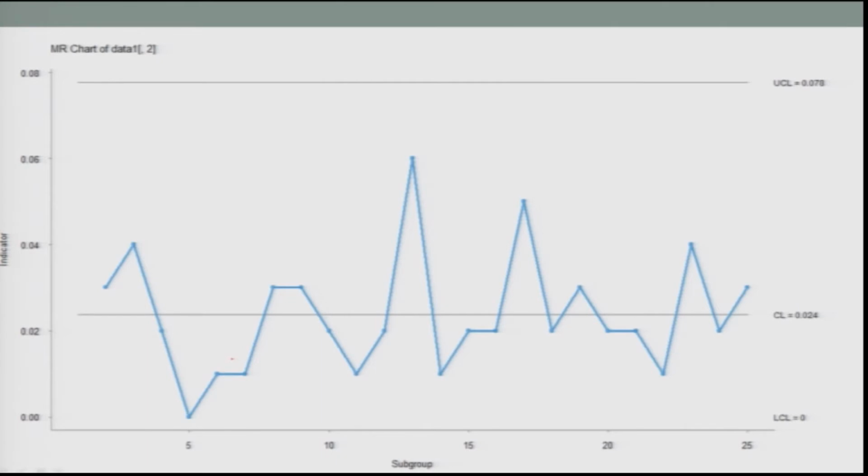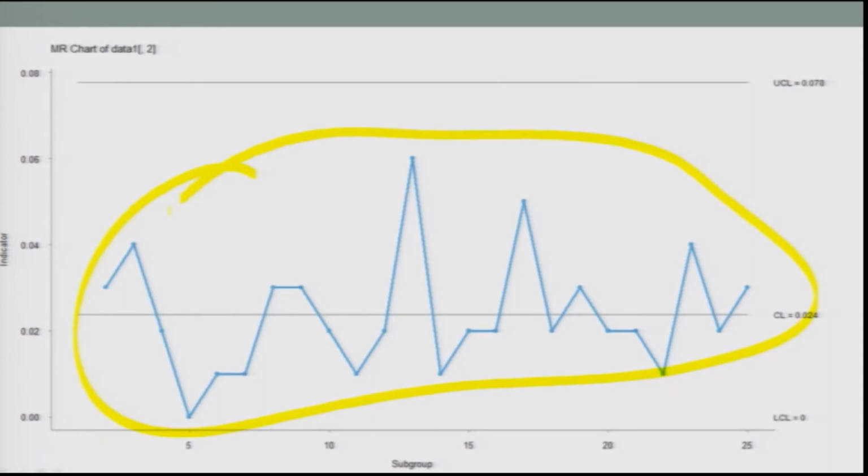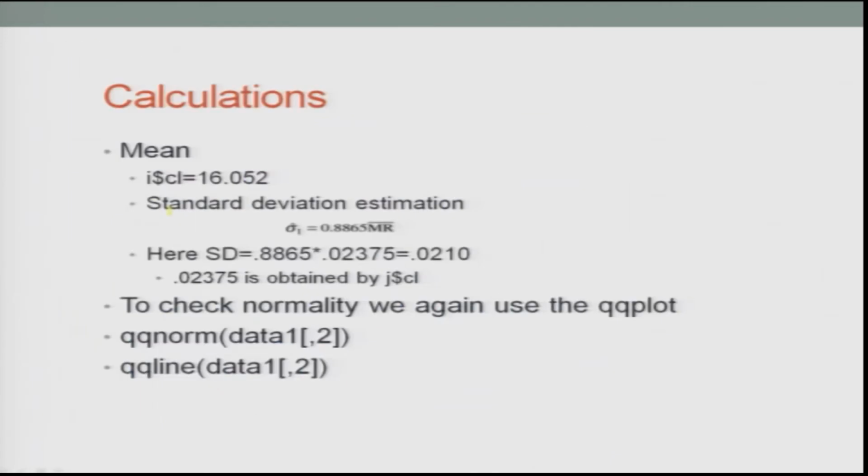The central line is 0.024 based on the calculation. The upper control value is 0.078 and the lower control value is 0. So, obviously you have the overall chart with each and every moving range value like this. You need to comment intelligently about the normality. The mean value is about 16.052.